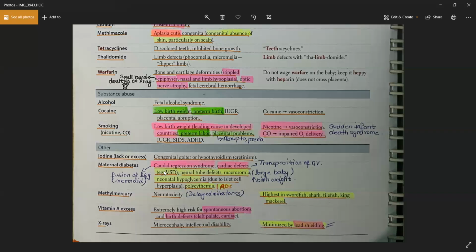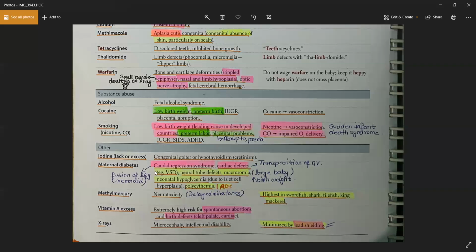Cardiac defects like VSD can happen. Transposition of great vessels can happen. Neural tube defects can happen. Macrosomia, which is a large weight of the baby at the time of birth, more than 4 kilos birth weight, is called macrosomia. So why is this macrosomia important? Obstructed labor can occur, exactly, because the size of the fetus is very big. So obstructions can happen at the time of labor, and that's why cesarean section is the only option for macrosomic patients.